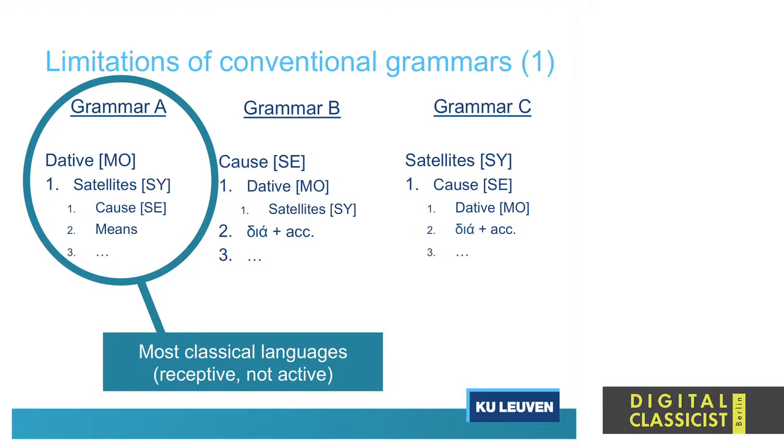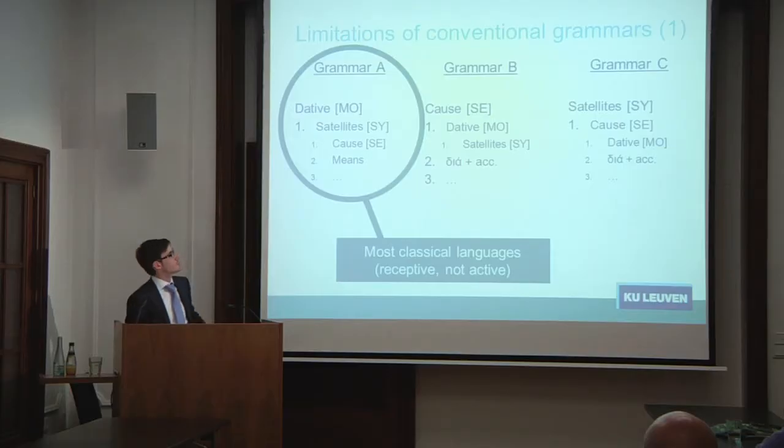On the other hand, there are other ways of structuring a grammar. You could also say, in grammar B, you could start from the semantic level and explain how cause is expressed in ancient Greek. In other words, how you translate because or because of in ancient Greek. Move on to the morphological level and then to the satellites or to the syntactic level. The same applies for grammar C, in which you start from the syntactic level, go onto the semantic and the morphological types. So as I said, most classical languages use model A.